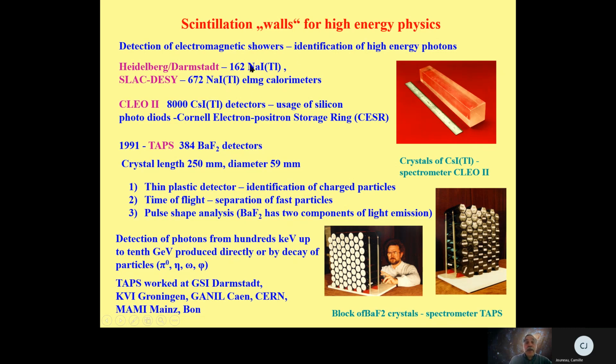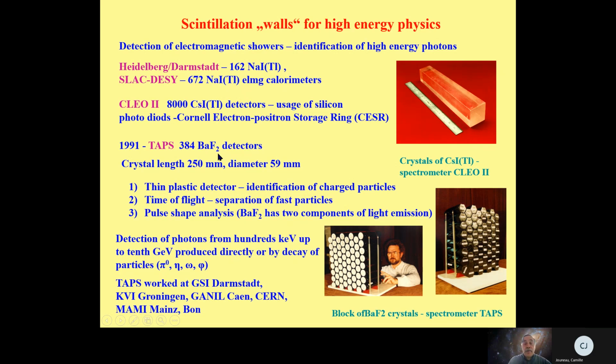This type of detector is named an electromagnetic calorimeter. CLEO II already had 8,000 cesium iodide detectors, and because these are scintillation detectors, if you remember, it is necessary to have a photomultiplier or photodiodes, which were used here.